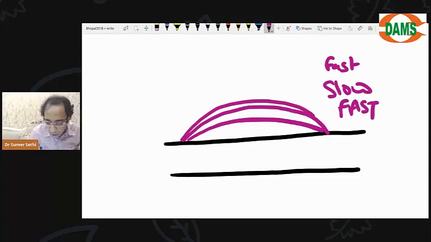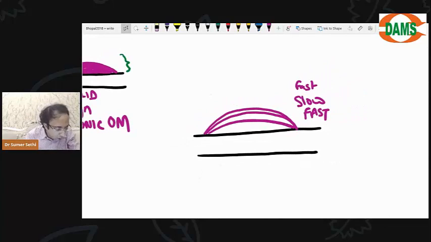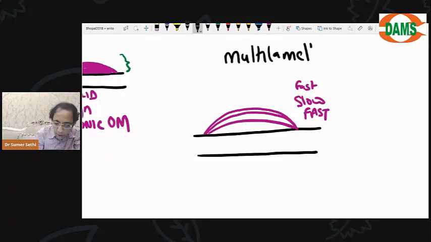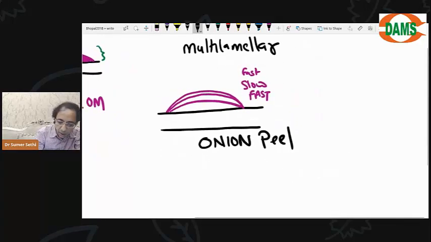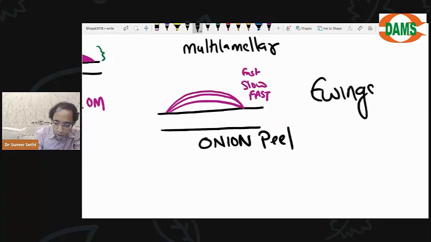Now, can you think of it and tell me, name a tumor which grows in alternate fast and slow phases. This is a multilamellar appearance. In your pathology book, they have used a term onion peel periosteal reaction. Seen in where? Ewing's sarcoma. Concept formed.